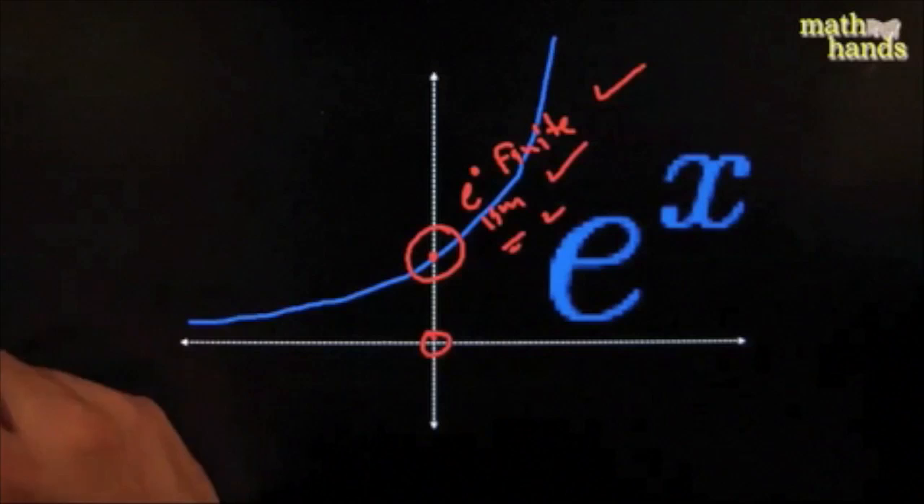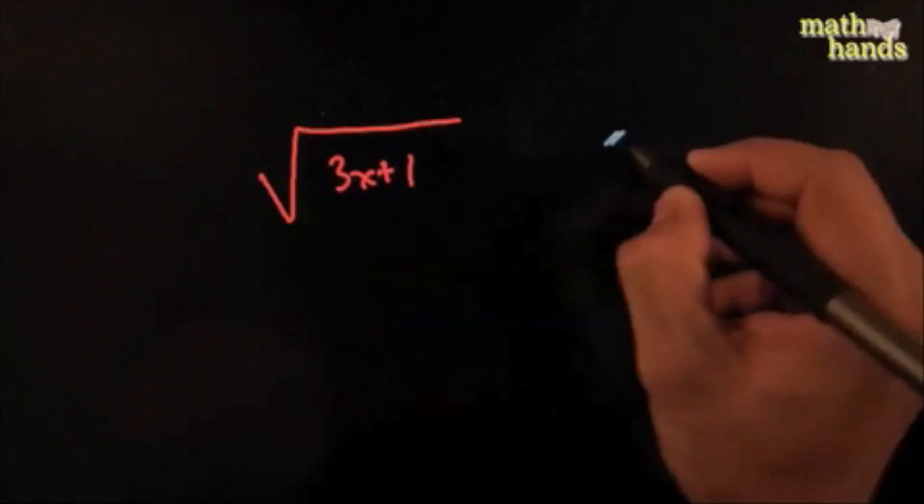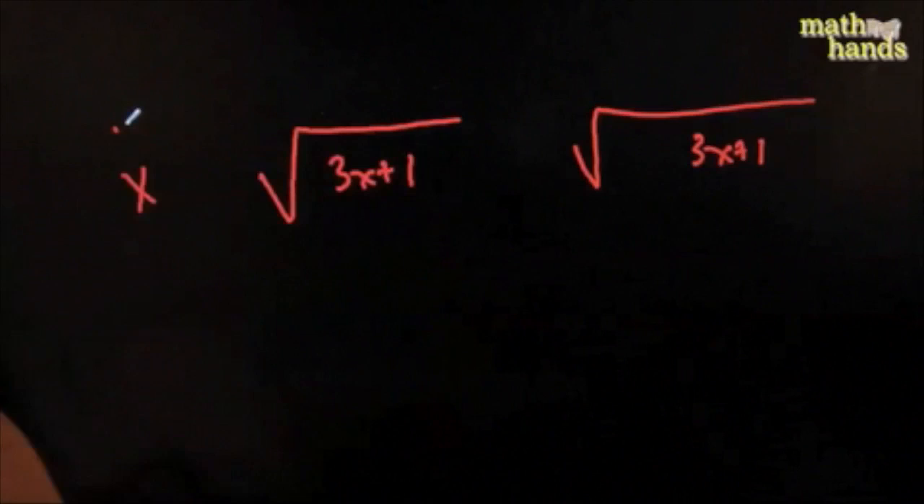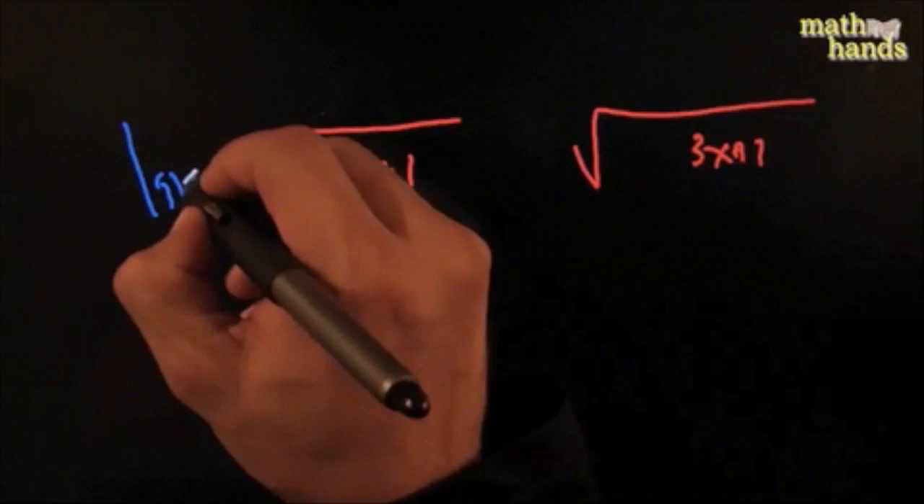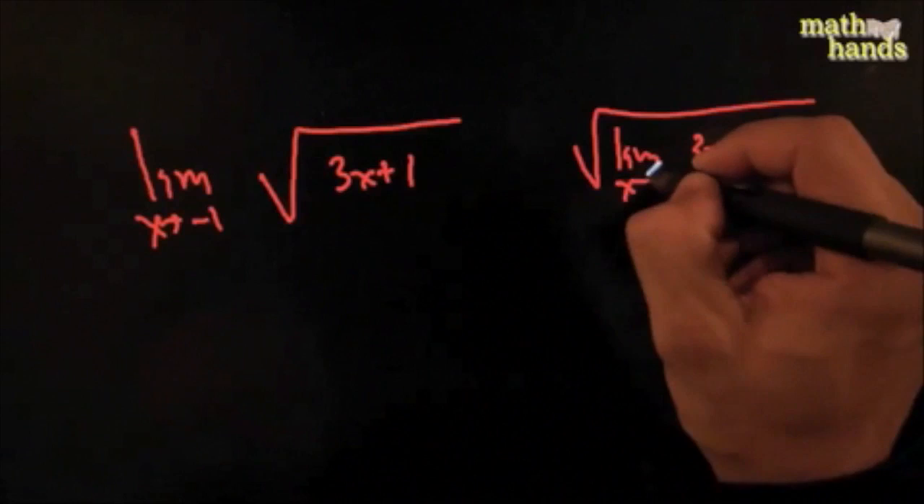You may wonder, well, when would it not be okay? Well, I could give you an example really easily. Suppose you have the square root of 3x plus 1, and you wanted to take the limit as x goes to negative 1. And you want to know, is it okay to take that limit as x goes to negative 1? Well, let's see if it's equal. Let's see if it's good or not.